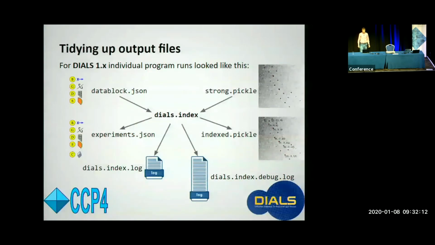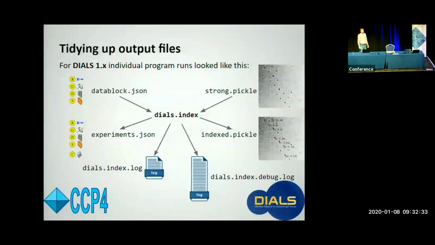All right, other little changes. There's been a lot of tidying up in Dials 2. So if you've used Dials 1, you would be sort of familiar with this process, at least if you used it from the command line. You have a data block file which contains your experimental model, and a pickle file containing reflection data.